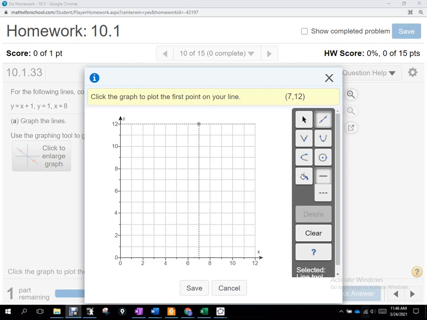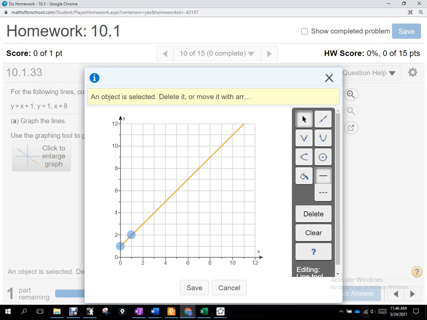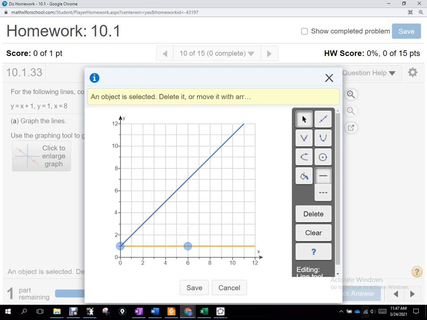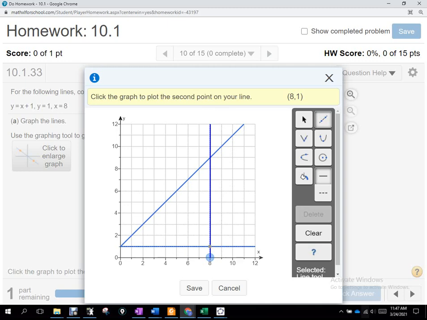All right, so on this one, they're giving me the equation y equals x plus 1. So I'll graph that. It's a y-intercept of 1, rise and run of up 1 over 1. So there's that line, and then they say y equals 1, so y equals 1 is going to be that line. And then they tell me x equals 8, which is going to be that line. Is that okay?